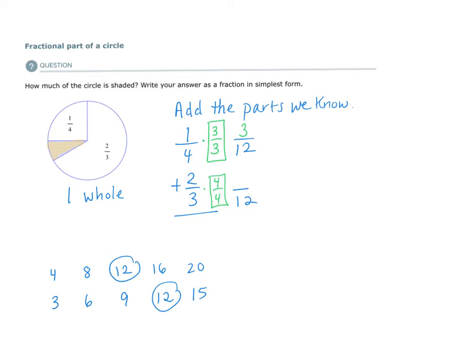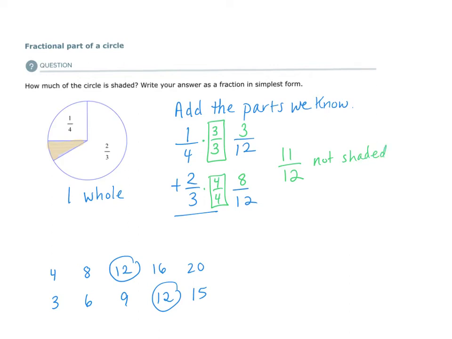So I'm going to use 4 over 4, which is another way to write 1, so I don't change my value, my overall meaning of that value. 2 times 4 is 8. So I end up getting 11/12. Now that's the area that is not shaded.